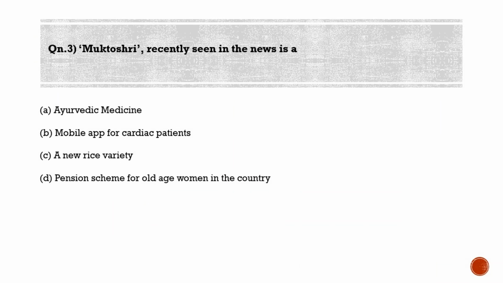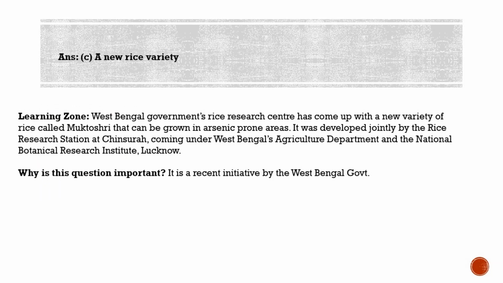Last question for the day. Muktosri, recently seen in the news, is: option A, Ayurvedic medicine. Option B, mobile app for cardiac patients. Option C, a new rice variety. Option D, pension scheme for old age women in the country. Correct answer here is option C, a new rice variety.